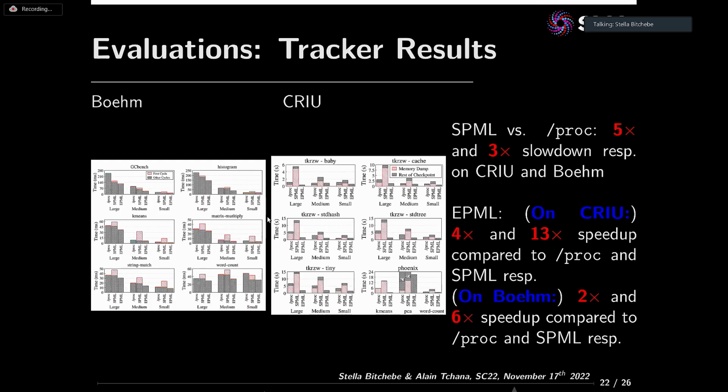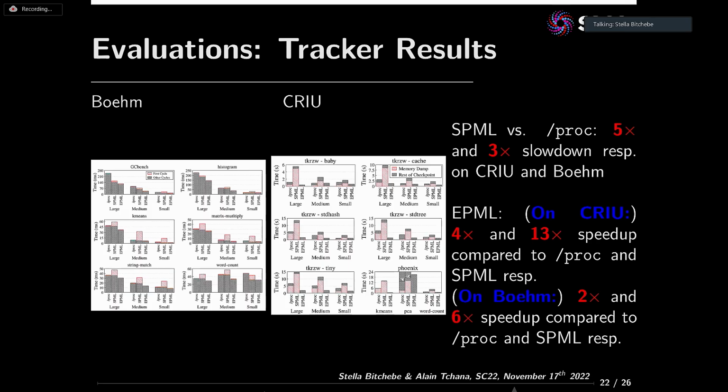And we can observe that for all the applications and for all the memory sizes, extended PML always provides the best results. And shadow PML appears to be even worse than the existing technique /proc, with up to 5 times slowdown. On the other hand, extended PML can bring an improvement of up to 4 times over /proc with CRIU, and 2 times and 6 times compared to /proc and shadow PML for Boehm.